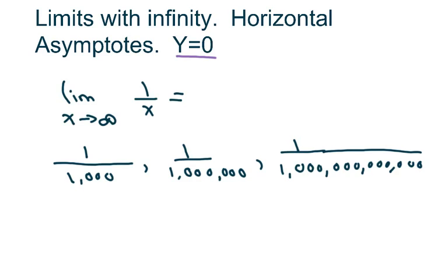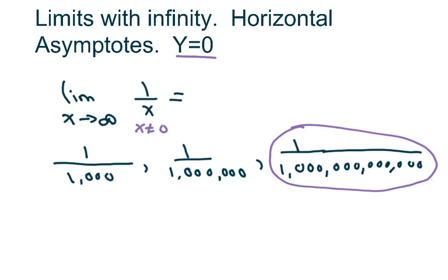So the limit, this number here, is going to get closer and closer to 0 without equaling 0, because we know x cannot be 0. But the limit as x approaches a huge number is going to be 0. So basically that means we have a horizontal asymptote at y equals 0.